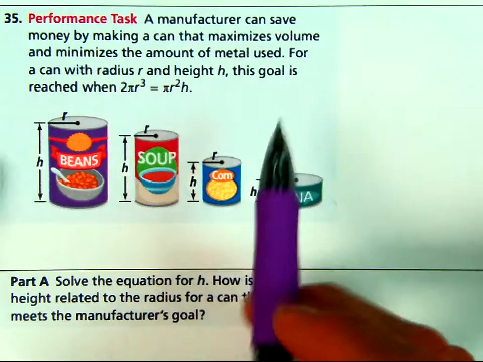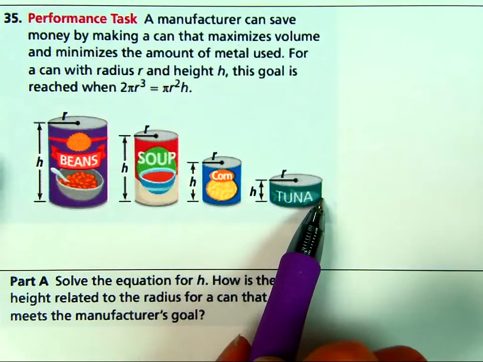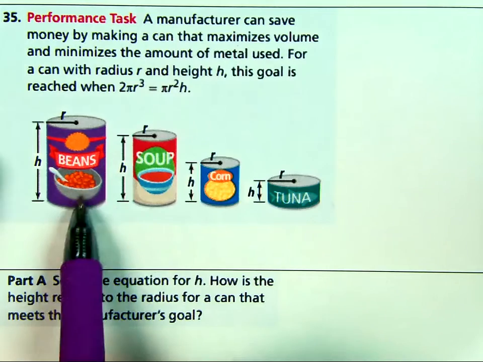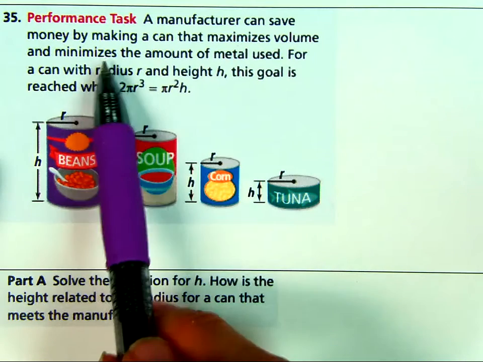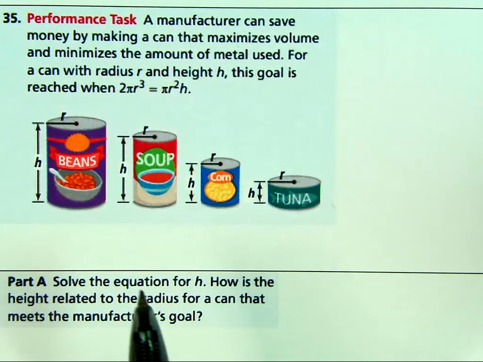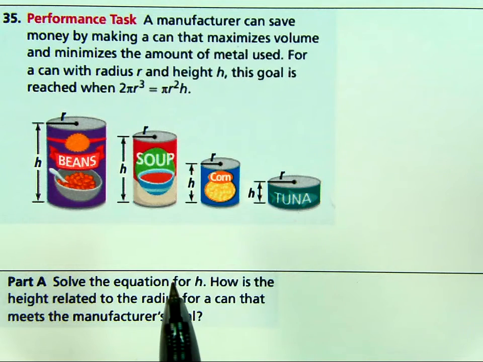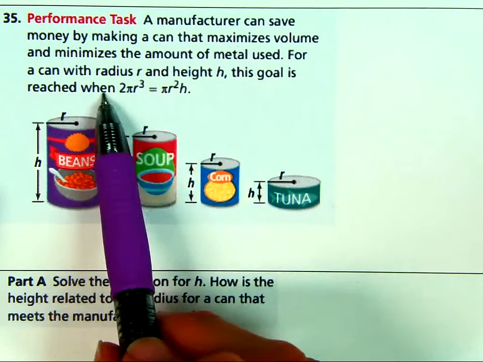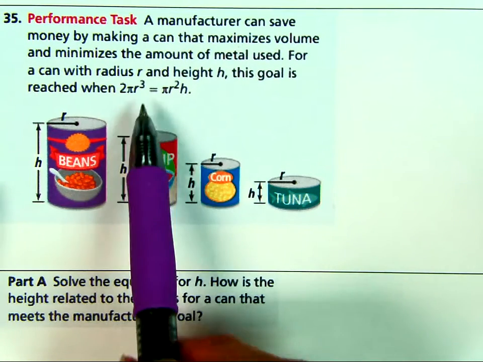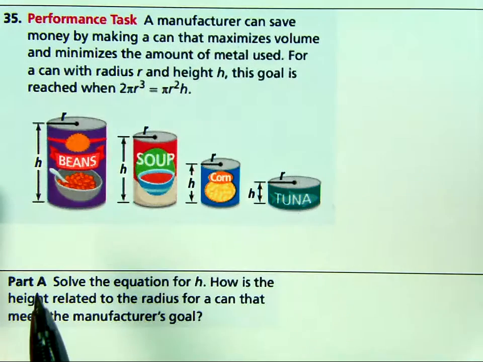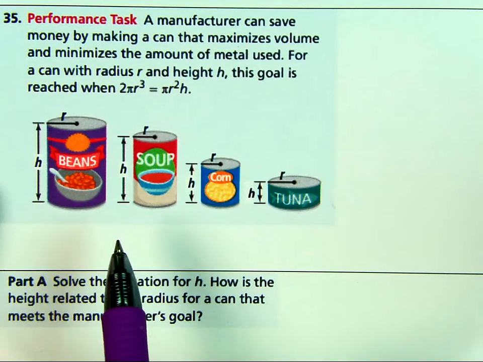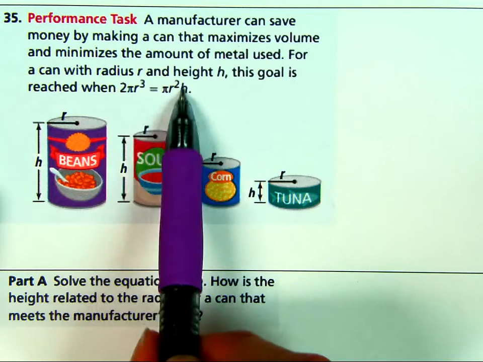In this case, they want to maximize the volume, what they can put in, while minimizing the amount of metal that they use to make these cans, because minimizing the metal will help save them money. And so they have decided that this formula right here is what will work to maximize volume and minimize the amount of metal used. So it's our job to use this formula.